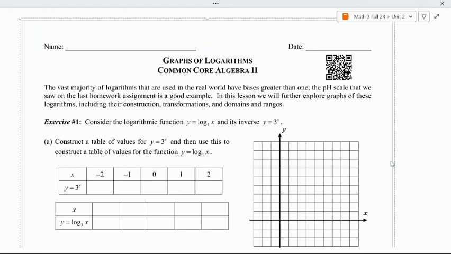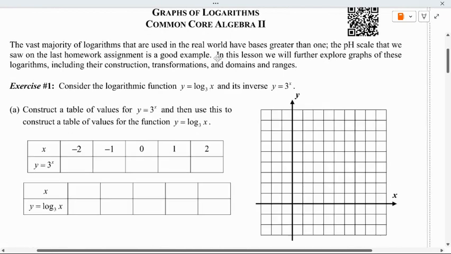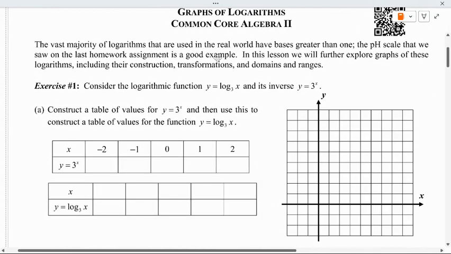All right. So graphs of logarithms. Remember that a logarithm has an output. I see that it's frozen. A logarithm has an output of.